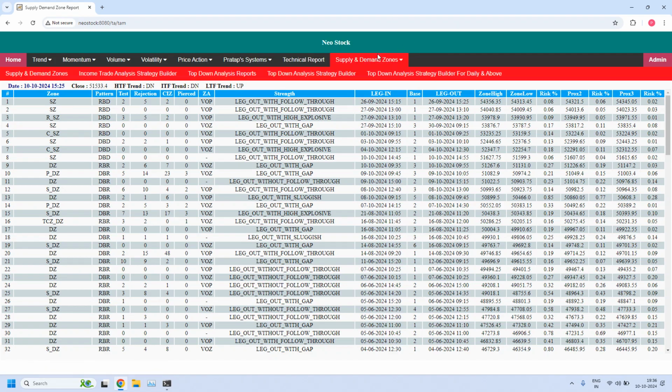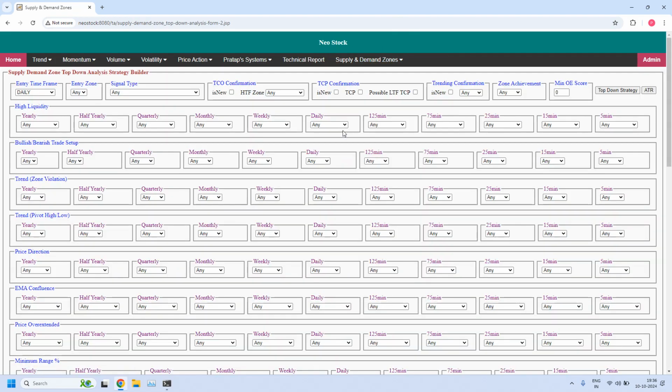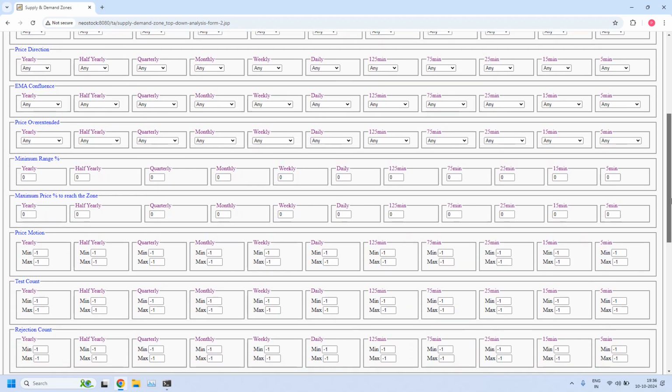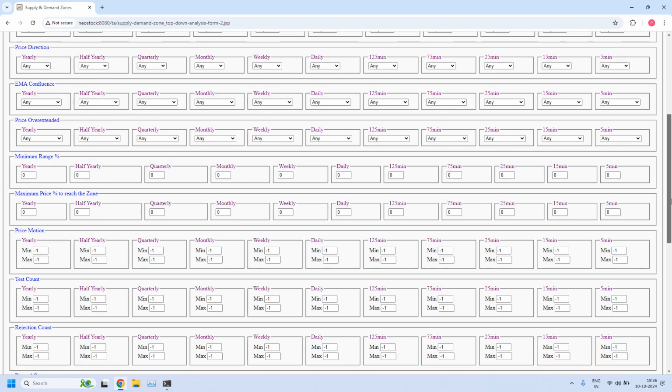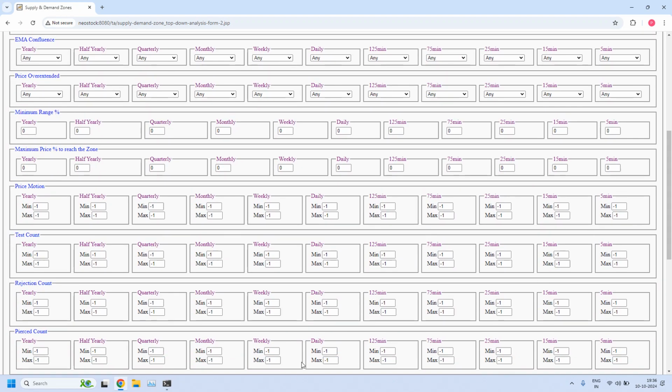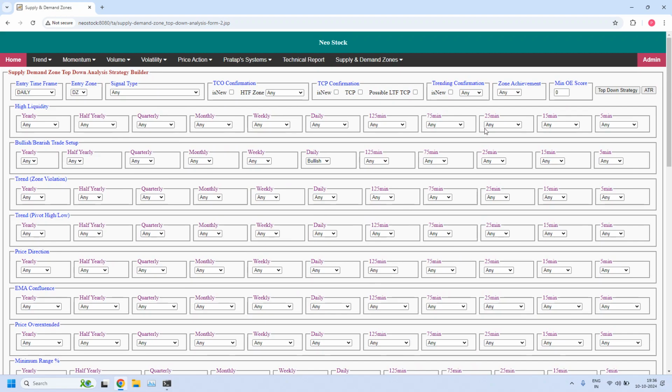Next report we will generate bullish and bearish trade setups for all the income trades. Let's start with monthly income trade bullish trade setup. Entry time frame daily, entry zone demand zone. In bullish or bearish trade setup, I am selecting bullish at daily, and pierced count on the daily time frame should be 0. So minimum value 0, maximum value 0. So daily demand zones are not pierced. Zone achievement violated opposing zone, minimum order enhancer score 12 with all the filters.